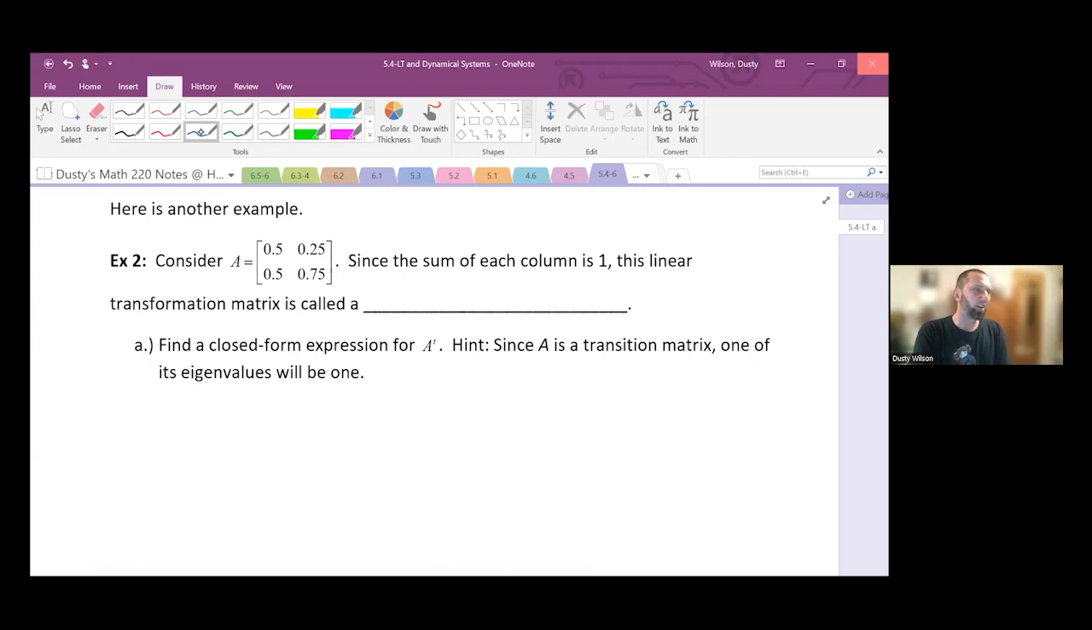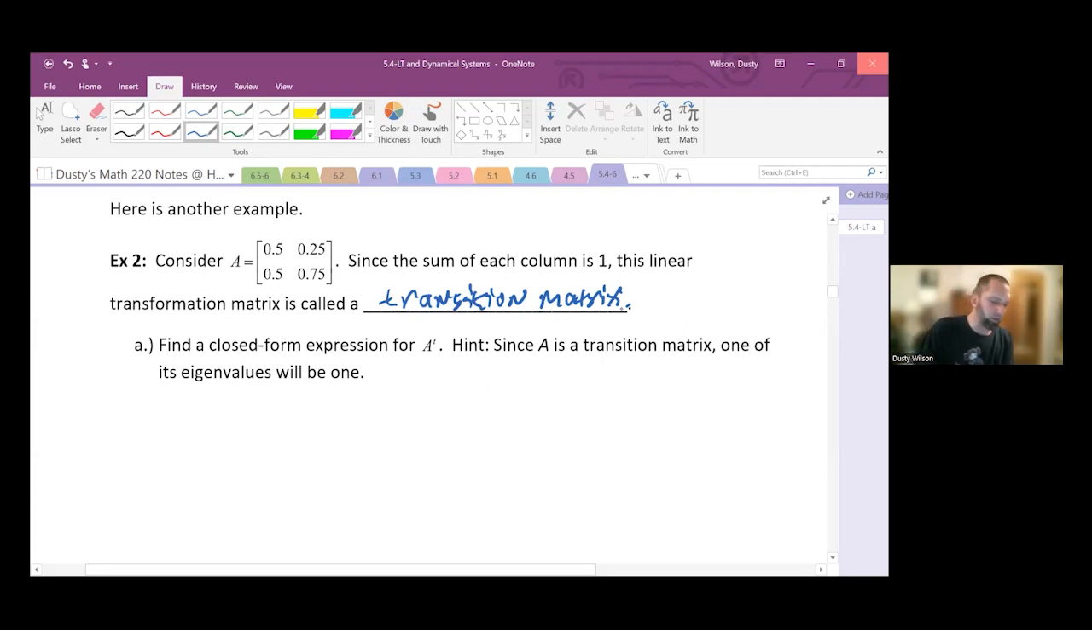Here's another example. Consider A equal to 0.5, 0.25, 0.5, 0.75. Since the sum of each column is 1, this linear transformation is called a transition matrix. I believe I used this phrase on the previous example, but it wasn't actually a transition matrix because the sum of each column was not 1. So my apologies for that. We want to find a closed form expression for A to the t. Hint: since A is a transition matrix, one of its eigenvalues will be 1.